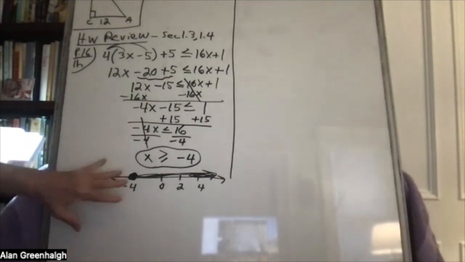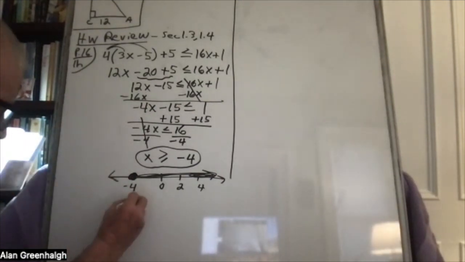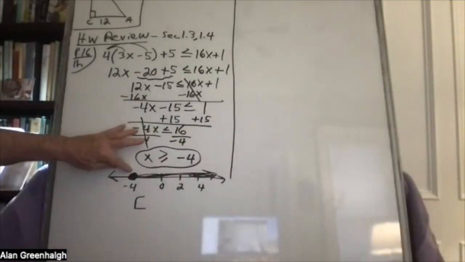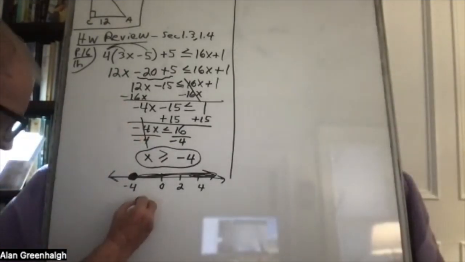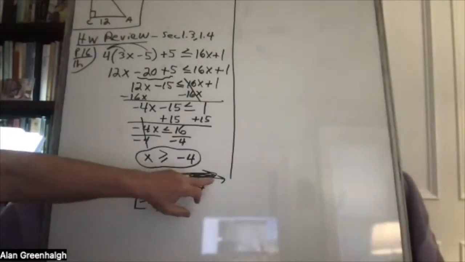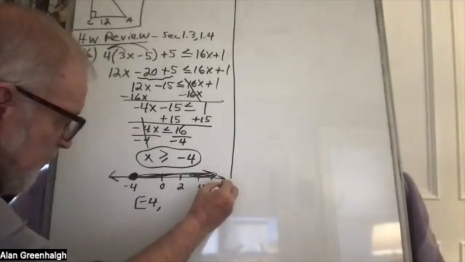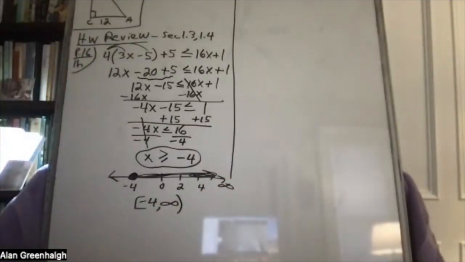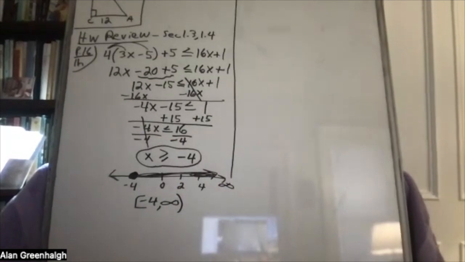And the interval notation answer would be a bracket on the left side. So that's where the negative 4 is. The answer will go all the way out over here to infinity. And that will be an open parenthesis. So thank you very, very much.